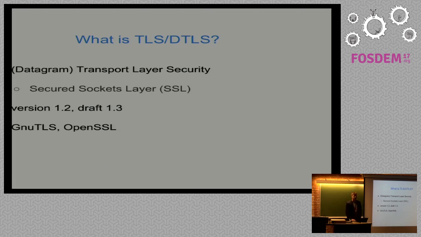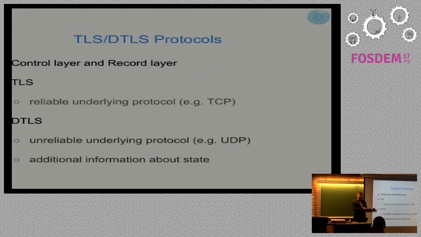You can find GnuTLS and OpenSSL. These are the most widely used implementations. You can find other libraries as well, but all of these are mostly forked from OpenSSL. There are some vulnerabilities. So if we look at the TLS and DTLS protocol, we can distinguish two layers.